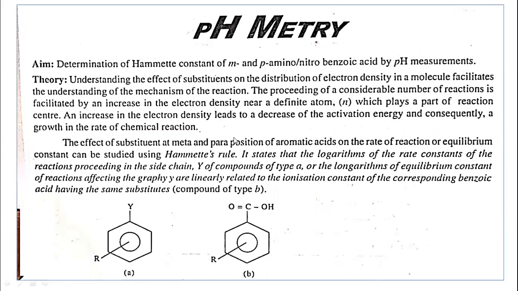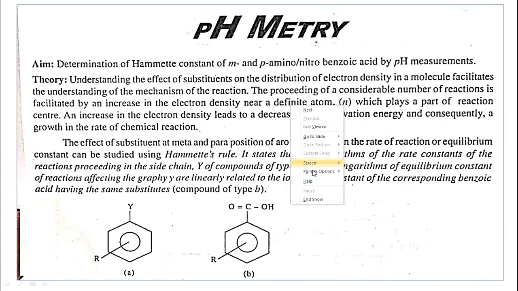Now let us see the aim of the experiment: determination of Hammett constant of meta and para amino or nitrobenzoic acid by pH measurements.